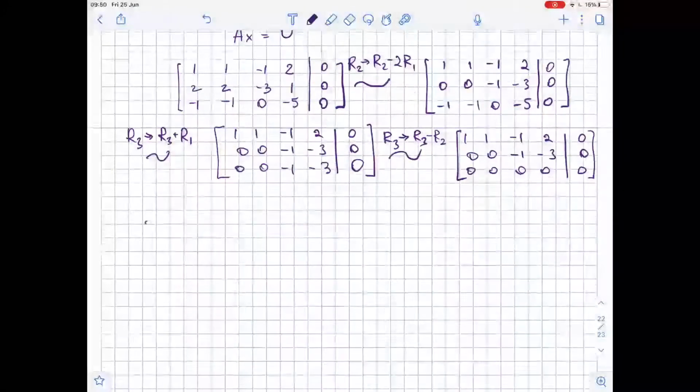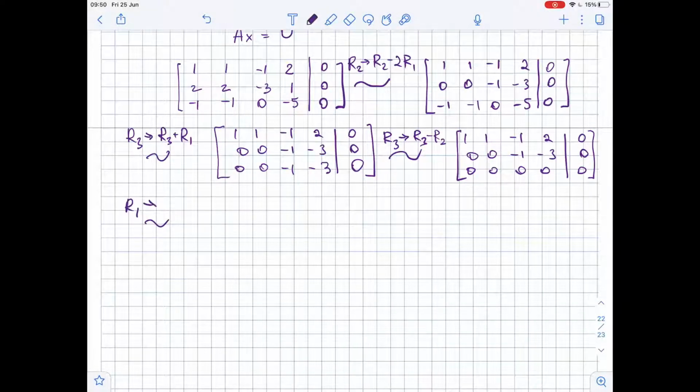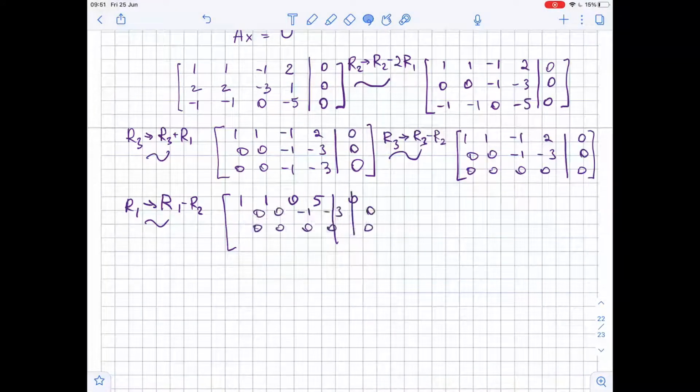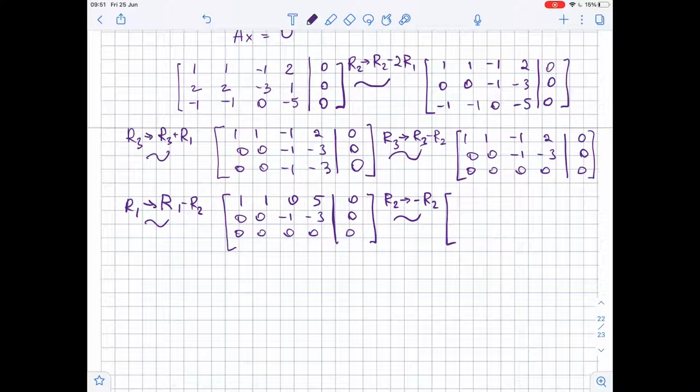Next step is we subtract row 2 from row 1. So we get that row 1 becomes row 1 minus row 2. And here we get 1, 1, 0, 5, 0, and the two last rows are the same. Okay, next step is we multiply row 2 by negative 1. So here row 2 becomes negative row 2. So we get 1, 1, 0, 5, 0, 0, 0, 0, 0, 3, 5, 0, 0, 0, 0.